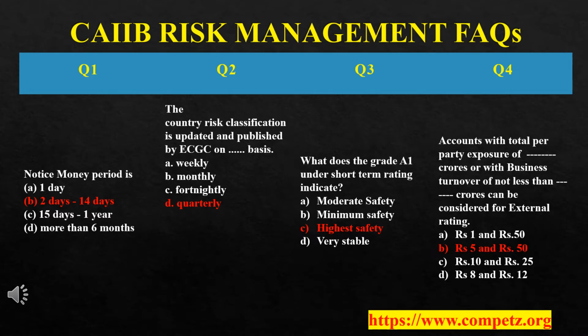So there are 4 options given. The first is rupee 1 and rupees 50. Second is rupees 5 and rupees 50. Third is rupees 10 and rupees 25. You can see in this slide. The last option, D, is rupees 8 and rupees 12.